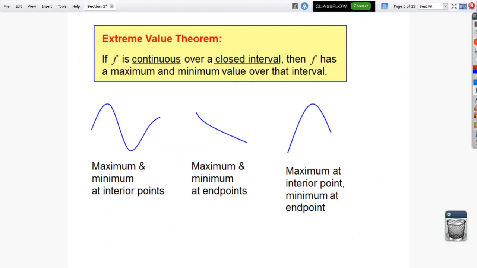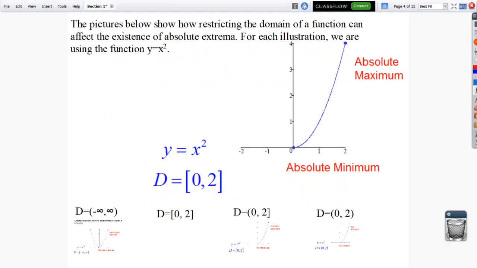If f is continuous over a closed interval, then f has a maximum and a minimum value over that interval. So that's something that you have to acknowledge. If the function is continuous and you have a closed interval, then f has a maximum and a minimum value over that interval. So looking back up here, the only closed interval was this second one. The unrestricted domain was not closed, the 0 to 2 with 0 being exclusive was an open interval, and the open interval on 0 to 2 with both endpoints being exclusive was also open.